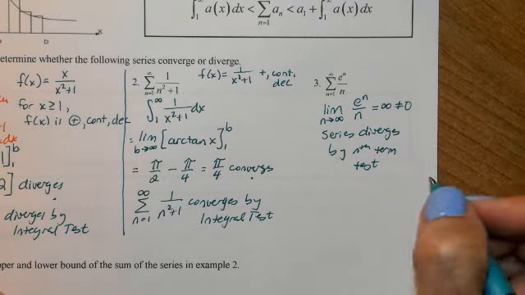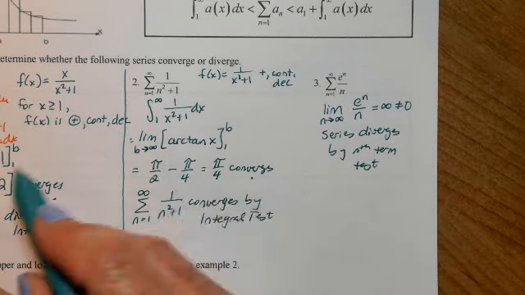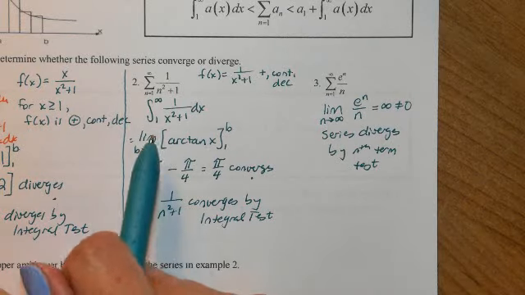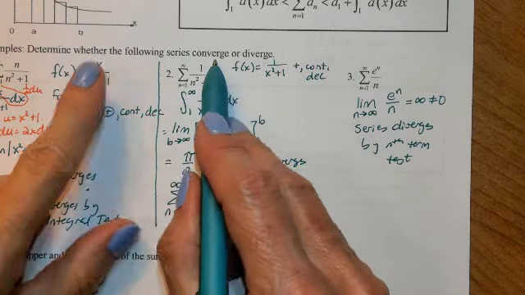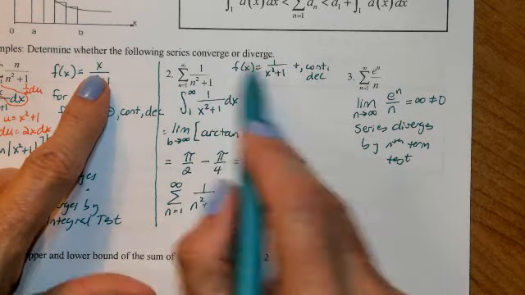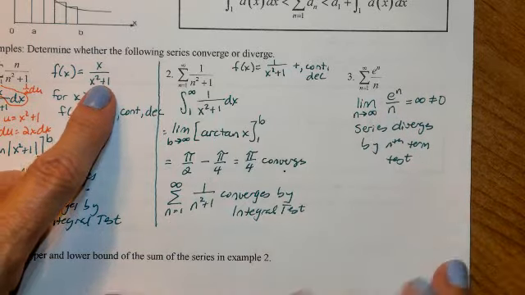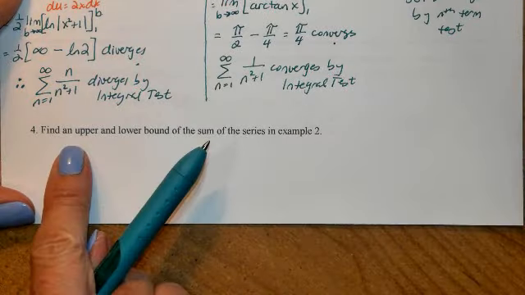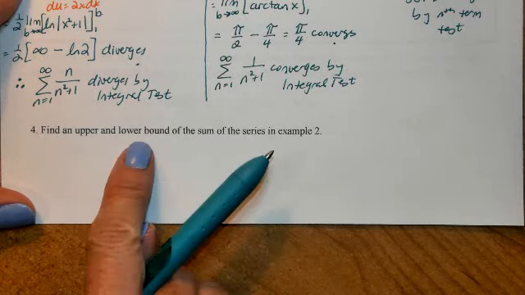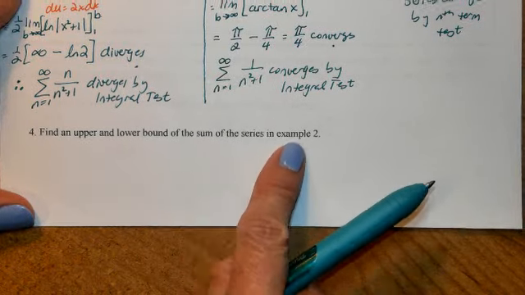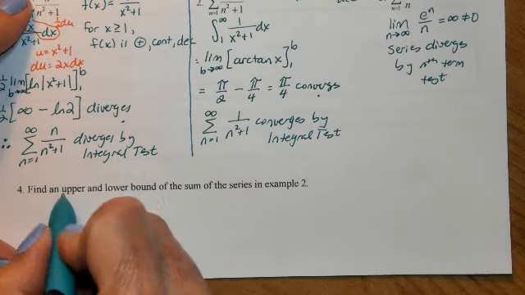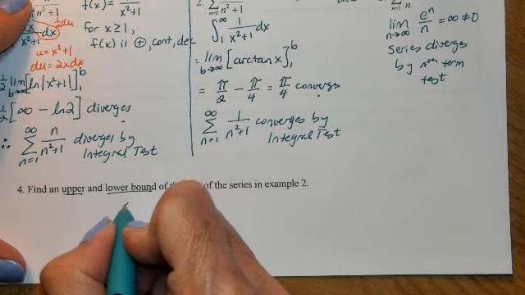Do not get locked into, just because you're doing a unit on integral test, don't get locked into that. It didn't say that we had to use the integral test. So use the test that works best for you. Number 4 here, find an upper and lower bound of the sum of the series in example 2. So an upper and lower bound. Here's what that's saying.